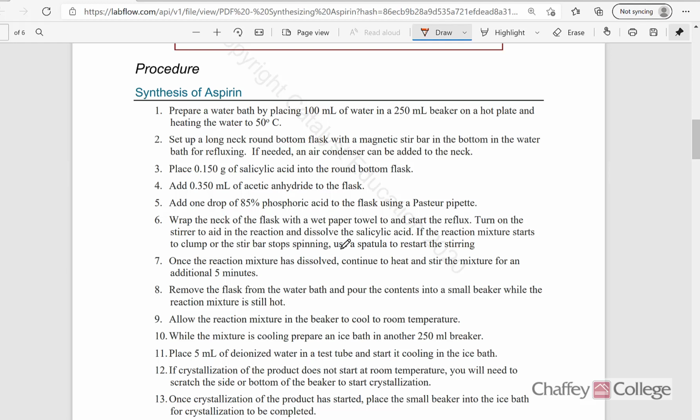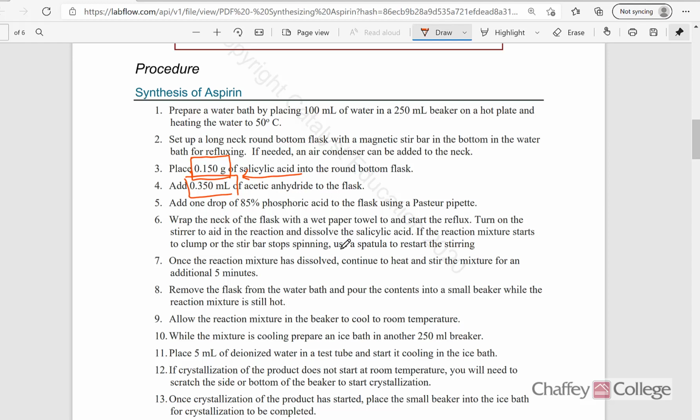Before we head on to the calculation, let me briefly explain what we are going to do. In this reaction, we start with certain quantities of salicylic acid. For example, our instruction says that we are going to start with 0.150 grams of salicylic acid and 0.350 ml of acetic anhydride. So the calculations are basically done to measure the percentage yield of the final product.